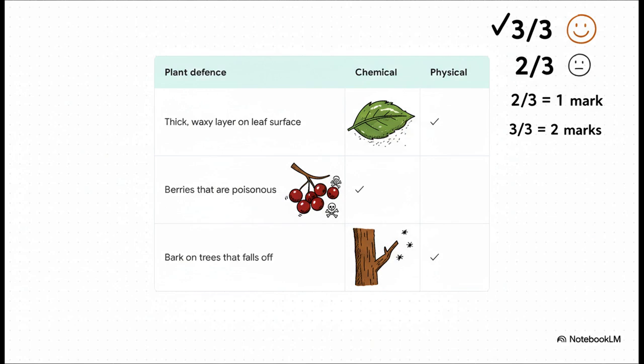And here are the answers, straight from the people who do the marking. That thick, waxy layer, that's a physical barrier. The poisonous berries, definitely chemical. And the bark falling off, that's also physical because it literally gets rid of pests. Now check this out. This is a key bit of exam technique. You need all 3 right for the full 2 marks. Get just 2 right, and you only get 1 mark. It just goes to show how much precision really matters.